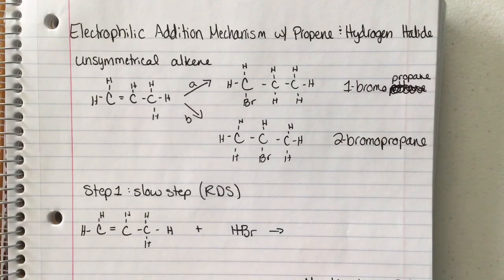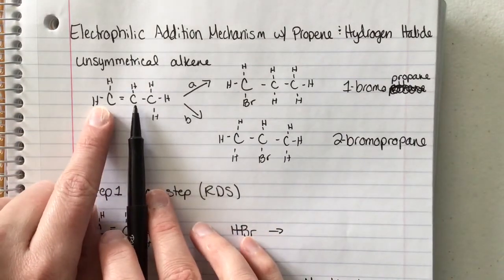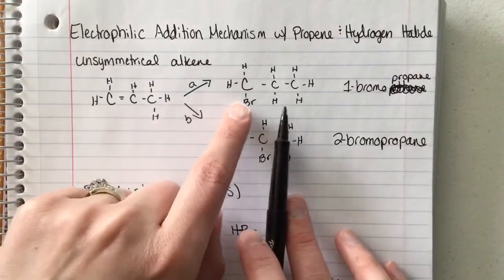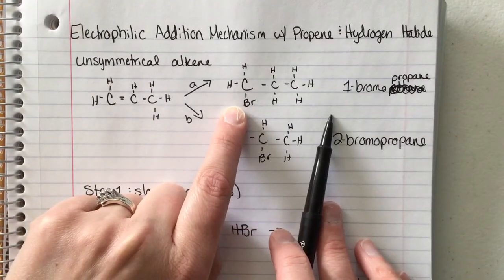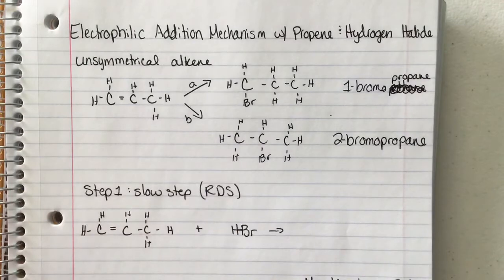So we actually have two options of products that can occur here because we're going to put the bromine on one side of the double bond and the hydrogen on the other. Option A is we can put the bromine on carbon 1 and get 1-bromopropane, or we can put the bromine on carbon 2 and get 2-bromopropane.